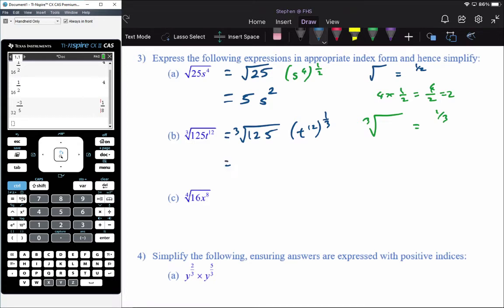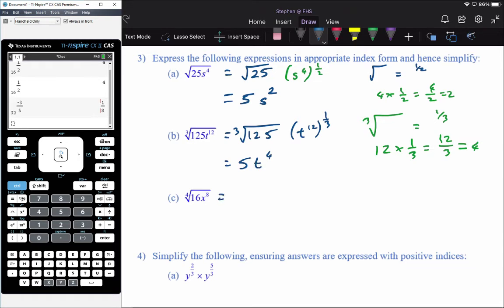Okay, so cube root of 125, that is just 5. And then t to the 12 to the 1/3. Again, let's do a calculation. 12 multiplied by 1/3 is 12 over 3, which is just equal to 4. So we have 5t to the power of 4 as our final answer.